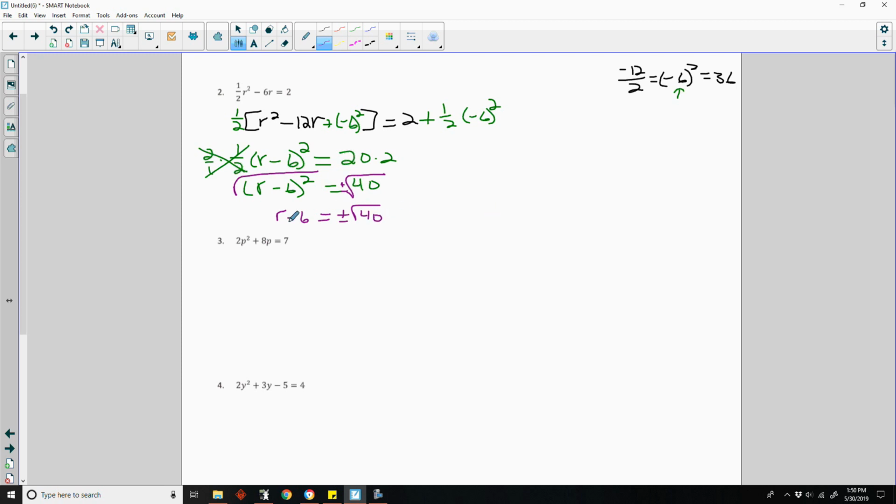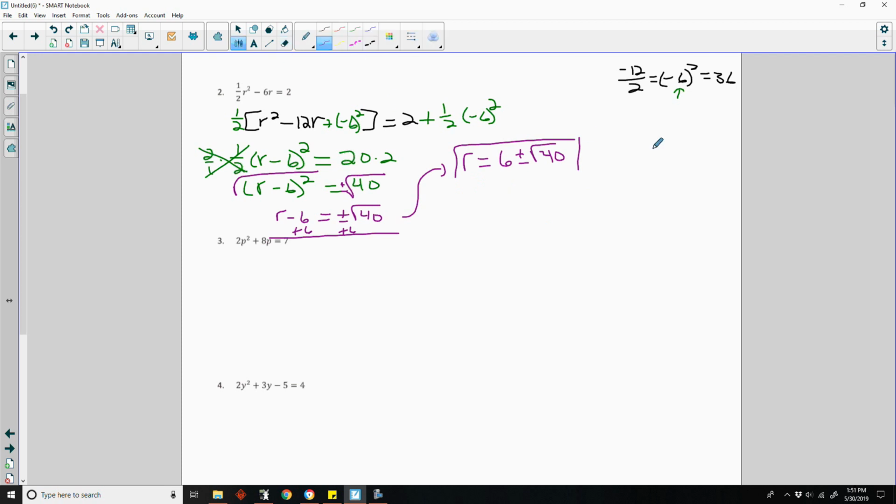All right, so now when I move this 6 over to the other side, it's going to go in front here. So we're going to get r equals 6, because I added 6 to both sides. I'll show it here. And when I do that, I get r equals 6 plus or minus the square root of 40. Okay? This can be reduced. So how about I do that?